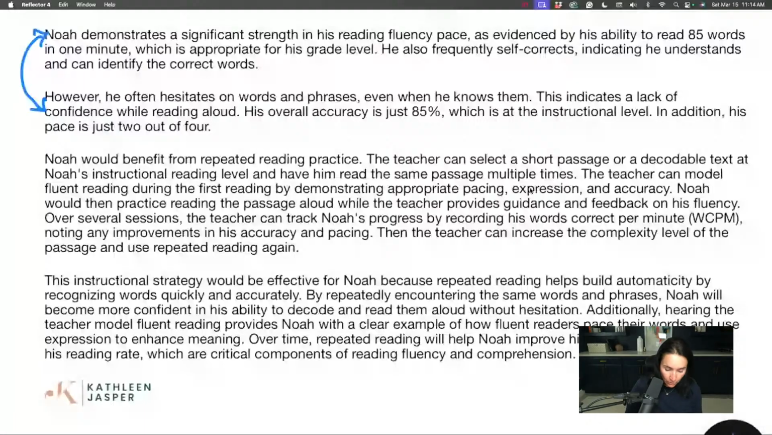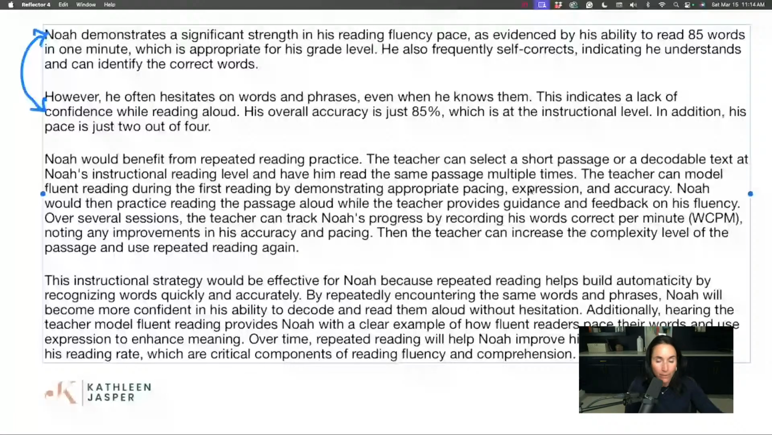And I'm also going to show you how you can reduce these. Some of you, I have a doctorate in educational leadership. I've been teaching reading for a lot of years. I wrote the book on reading.